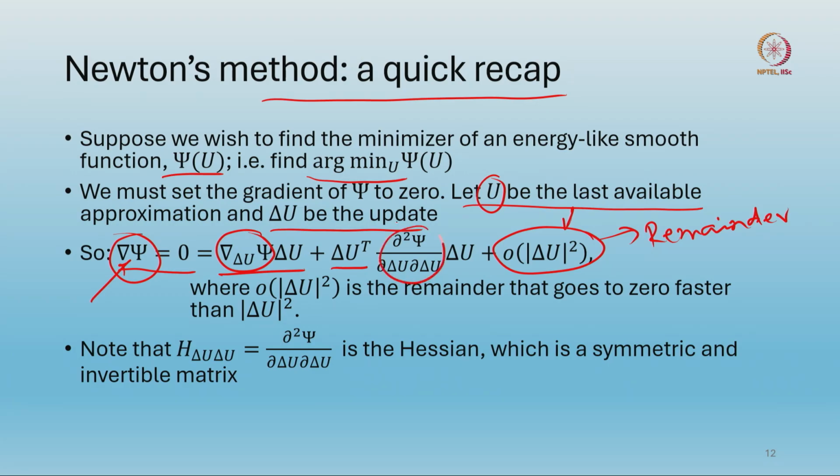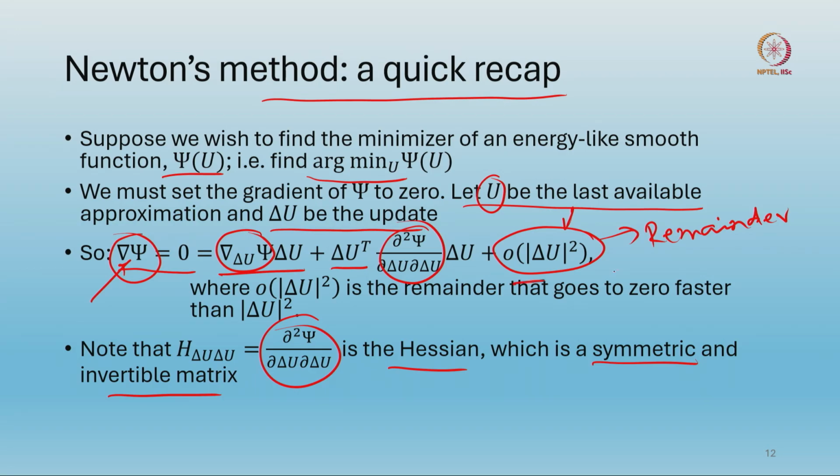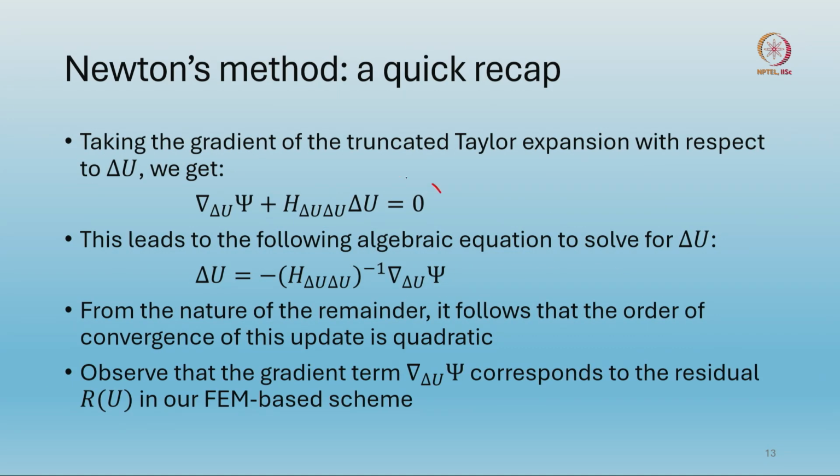So here if I call this term H delta u, that is del square psi, this is the Hessian, which is symmetric and invertible for obvious reasons that we have described, that psi is a strictly convex function. Therefore, if you just remove the remainder, remove this term, and set the rest of it to 0, then you have this. So delta u is minus the Hessian inverse times this gradient of psi. This is exactly what we have been using to find the solution in these 5 steps that we have just described.